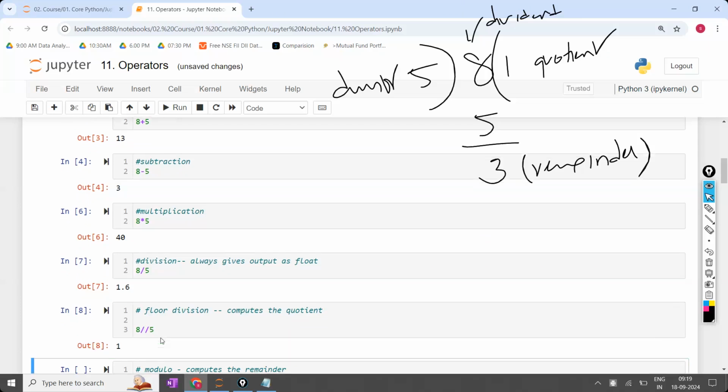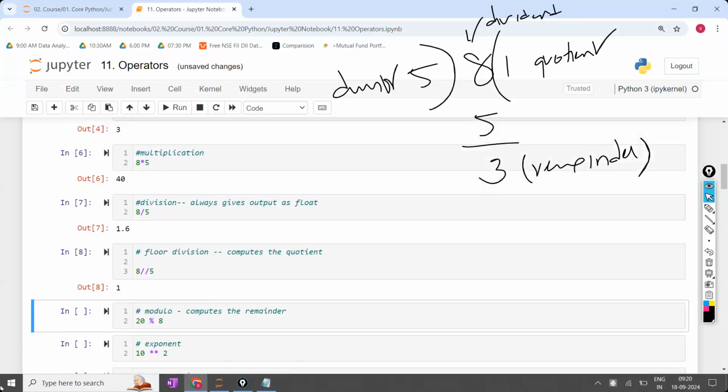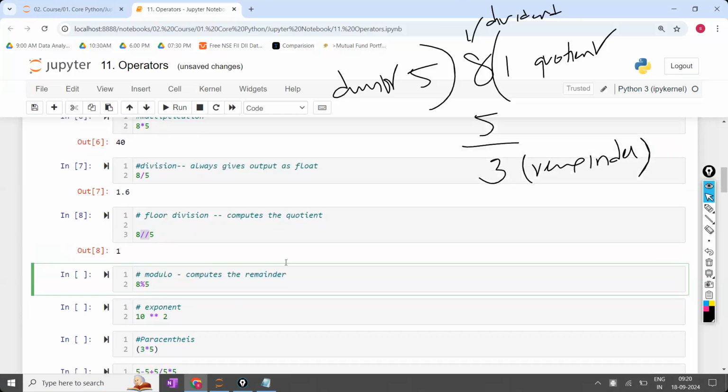What is the quotient value? 1. 8 floor division 5. Floor division means double backslash. A single slash means division, double means floor division. Floor division will give you the quotient value. And the same thing, 8 modulo 5. Modulo means the percentage symbol. Modulo meaning is percentage symbol. Now what is it going to give? The remainder. What is the remainder? 3.